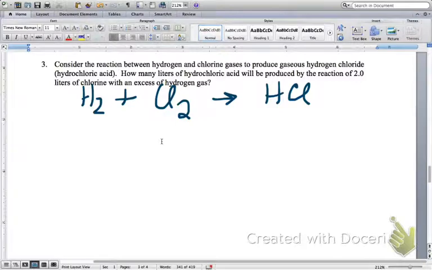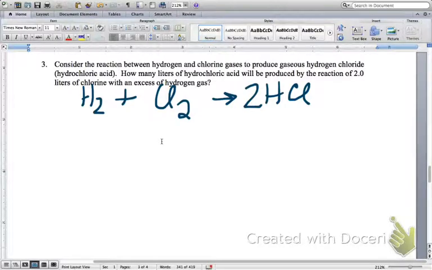Okay? Is that equation balanced? H2 plus Cl2 yields HCl. No. How am I going to balance it? Put a 2 where? In front of the HCl. You got it. So we're going to put a 2 in front of the HCl.